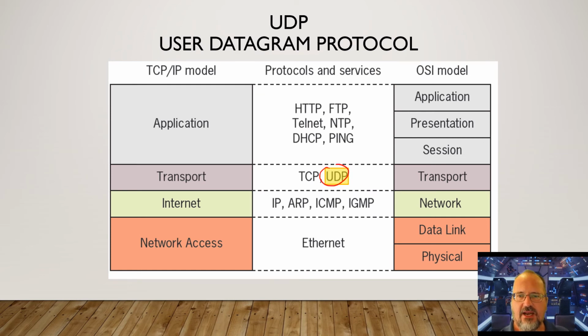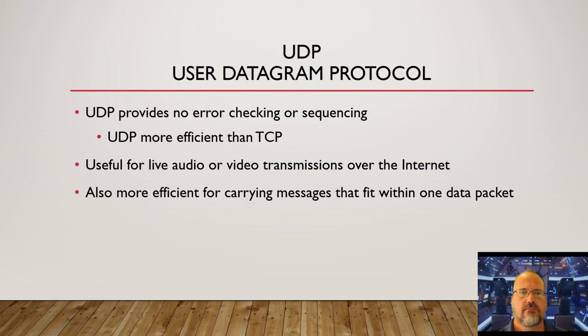UDP, again, is on the transport layer. Sorry, I don't have a nice mnemonic to remember, but if you know that TCP stands in the transport layer, UDP is its sister, stays in the transport layer as well. More efficient. Why is it more efficient? Because it's not connection oriented.